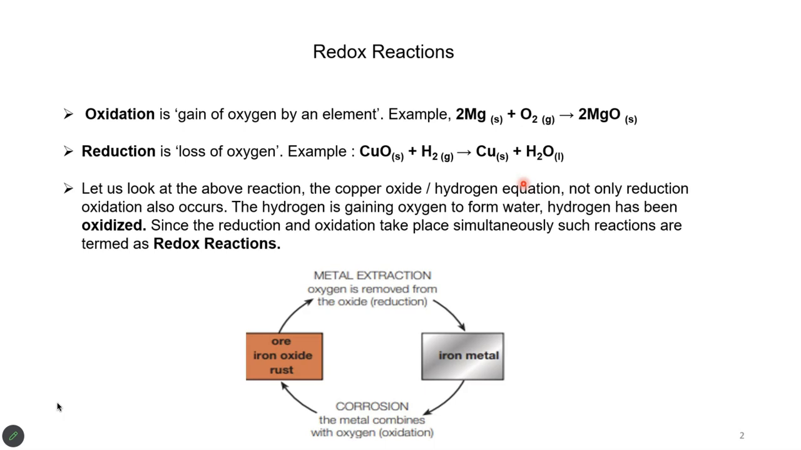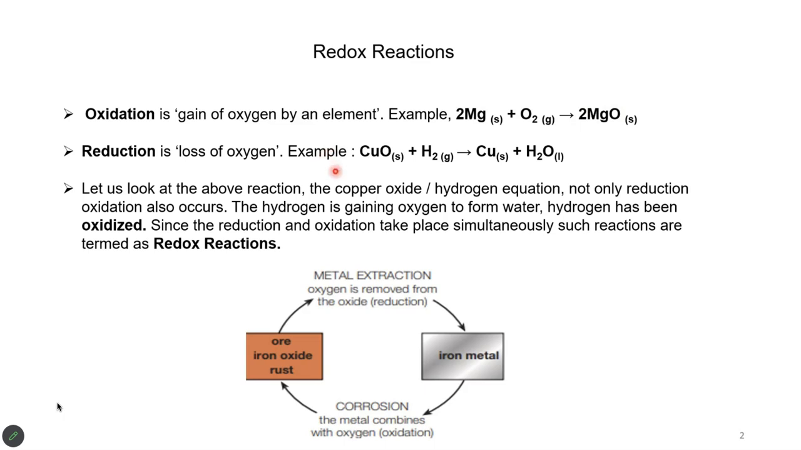So what are redox reactions? We have many different types of chemical reactions. One of the very important reactions is the redox reaction: oxidation and reduction. Oxidation is gain of oxygen. For example, if magnesium metal reacts with oxygen, magnesium metal gets oxidized.